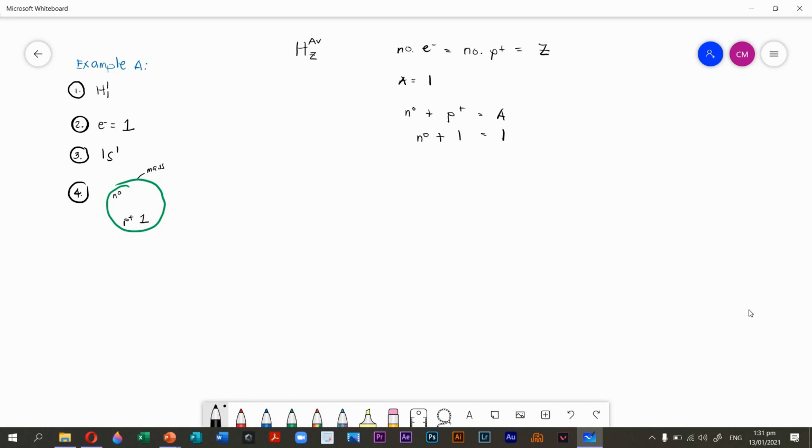So what do we need to do? We just have to subtract 1 from both sides of the equation. The 1s cancel out on this side, and only the neutron remains. And since one is positive and one is negative, you'll only have 0. So how many neutrons do we have? There are no neutrons in this atom of hydrogen. But are we done with the fourth step? Not yet.